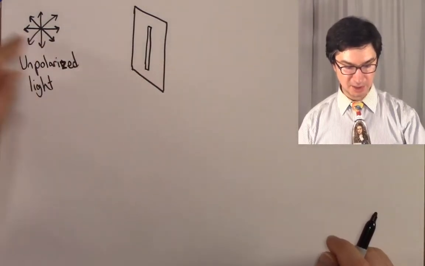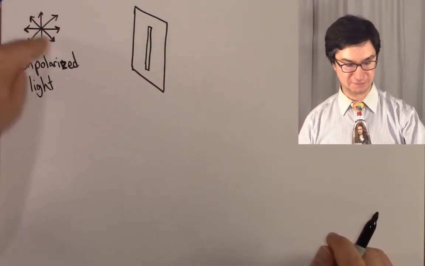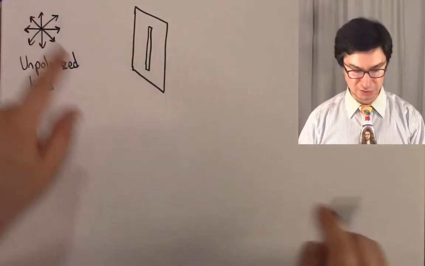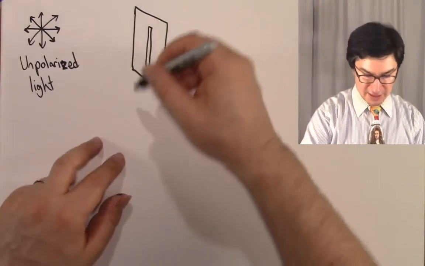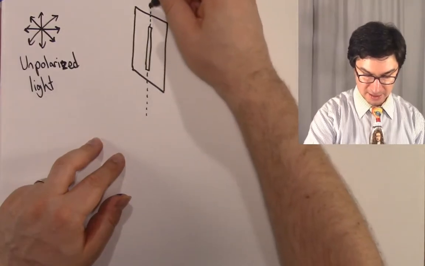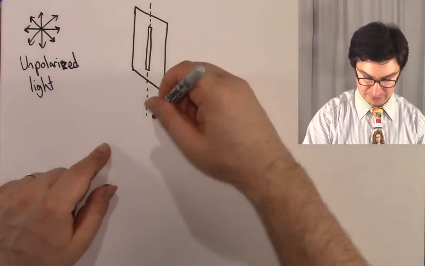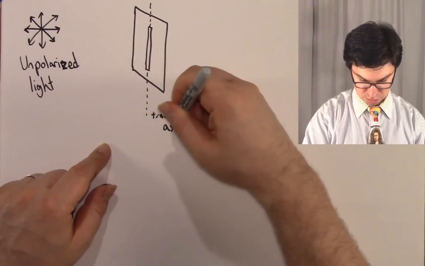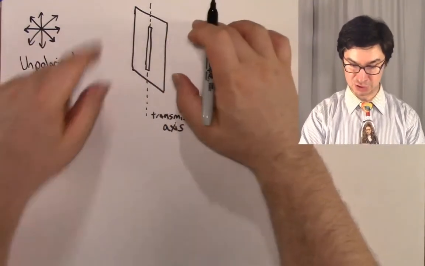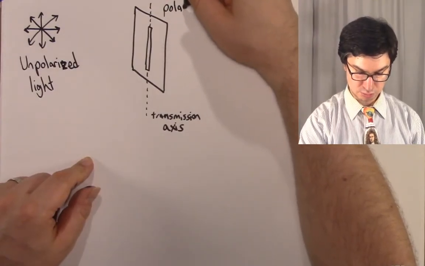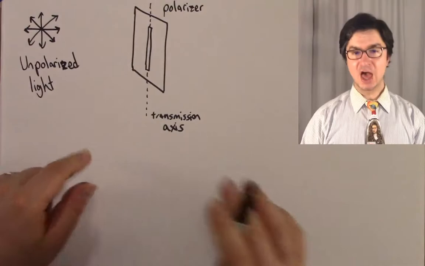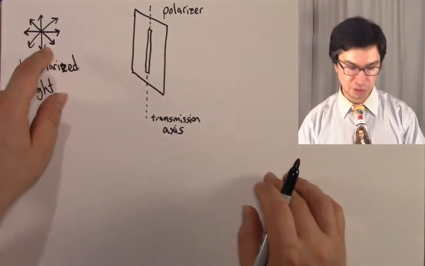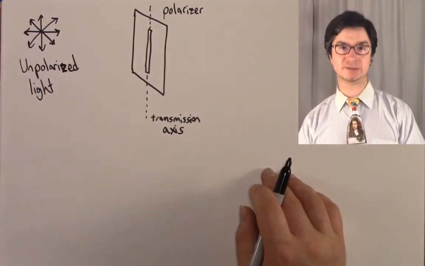So the wave is coming in, and it has this unpolarized light with these electric fields in all these different directions, but the only waves that can pass through are the electric fields that are in this vertical line. This axis here of this opening in the sheet is called the transmission axis. And the filter itself is called the polarizer. What the polarizer does is it lets only electric fields through that are in the same direction as the transmission axis.